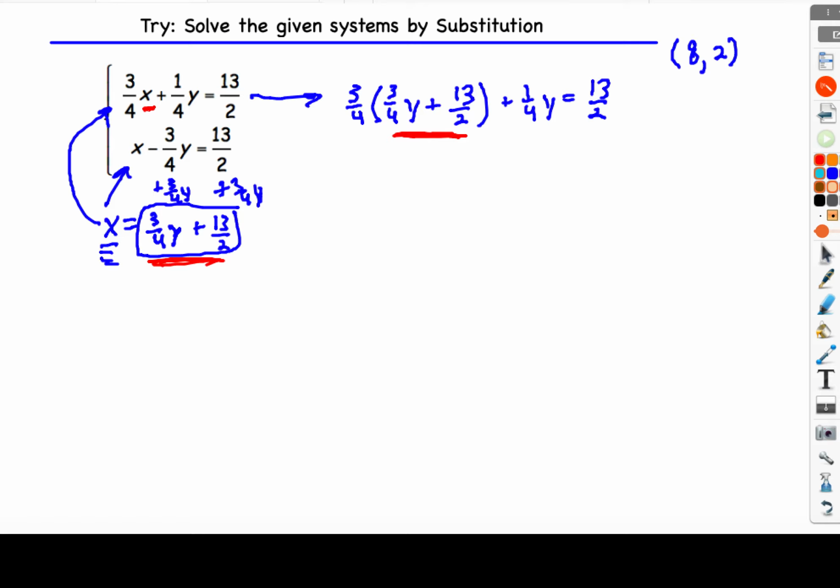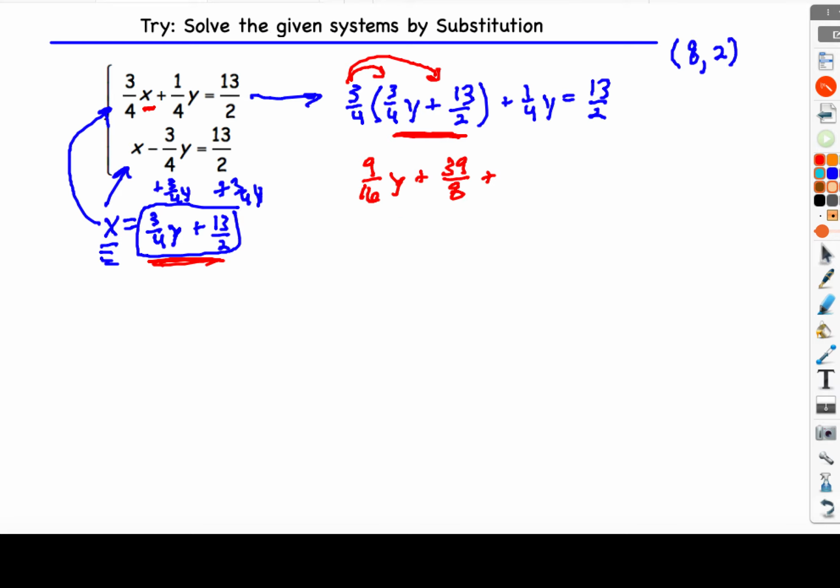Again, we've got calculators, or you can do these in your head. I'm going to go ahead and distribute my 3/4 to both parts here. So we're going to get 9/16 y plus 39/8, right? Multiply the tops, multiply the bottoms, plus. Now notice I've got a y value in that first term. I also have a y value here, and I'm going to add those together in just a minute.